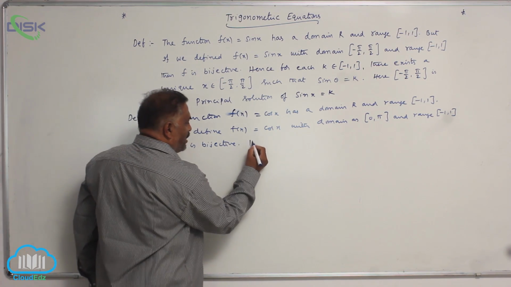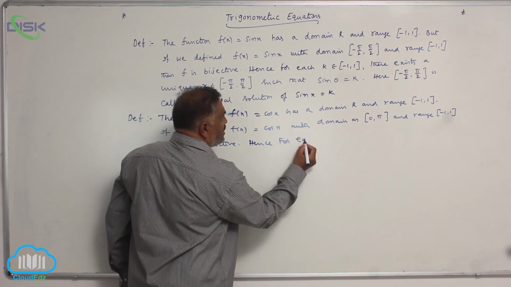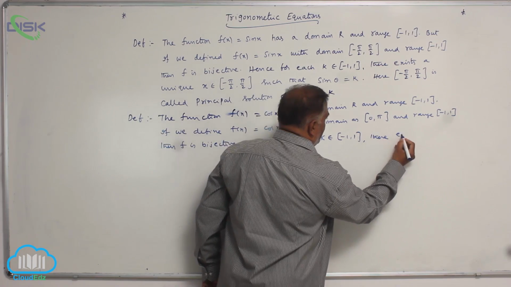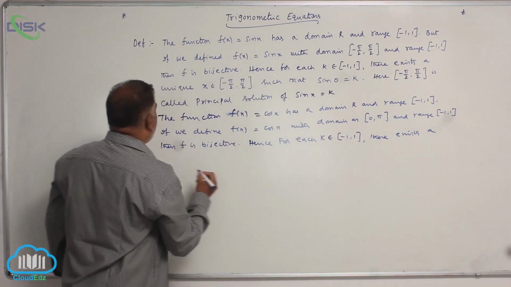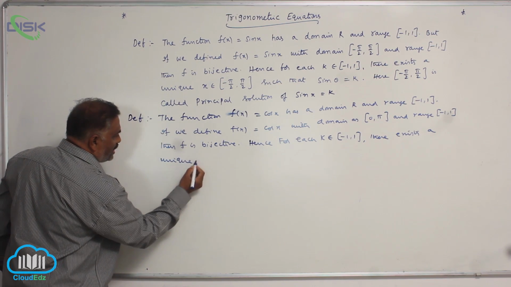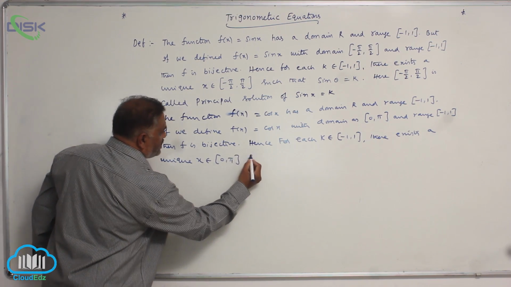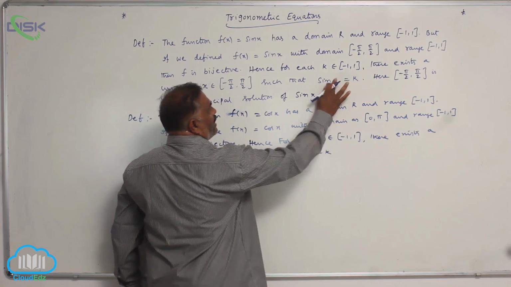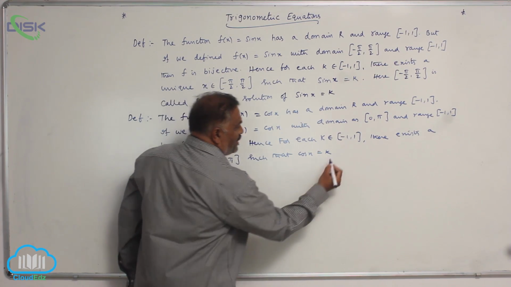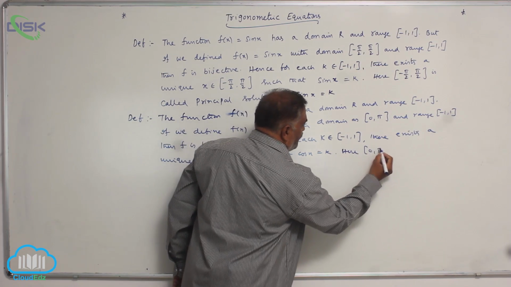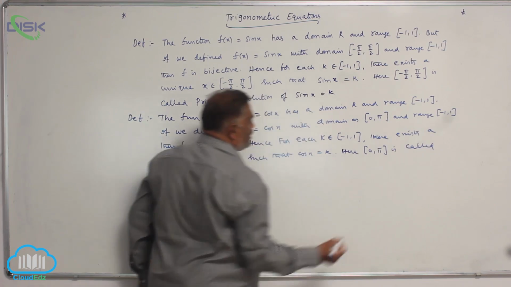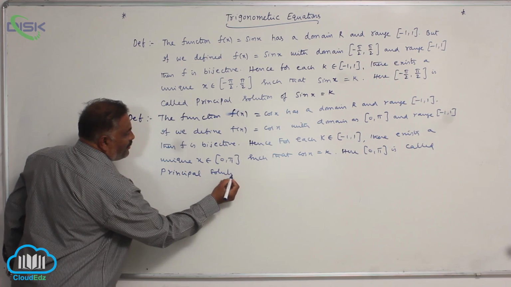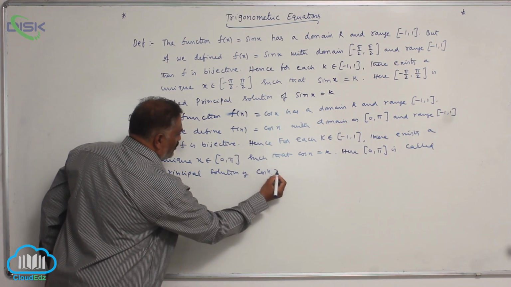Now, hence, for each k belonging to [-1, 1], there exists a unique x belonging to [0, π] such that cos x is equal to k. Here [0, π] is called the principal solution of cos x is equal to k.